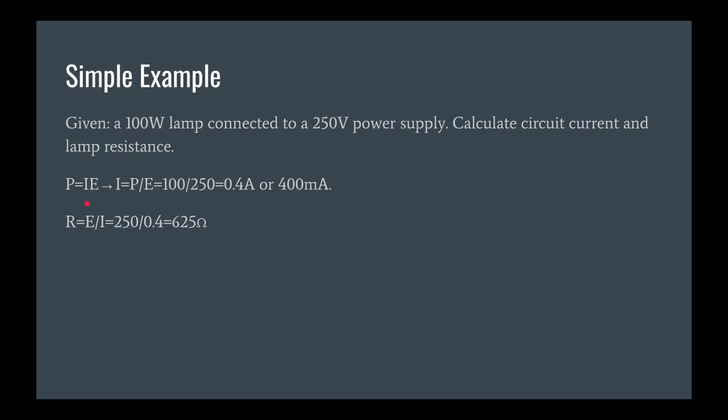The lamp resistance is voltage divided by current. So voltage was 250 volts. We know the current we just calculated, it was 0.4 amps. And so we come up with a calculation of 625 ohms for that lamp.